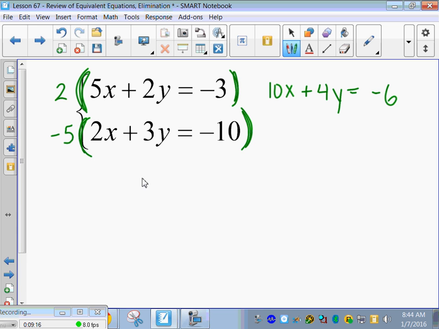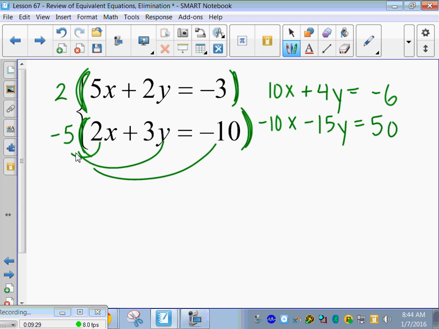Okay, Nico, tell me what you get when you multiply everything in the bottom by negative 5. Be careful with your signs. Very good. So right here, it's a negative times a positive. You don't have to put plus a negative. Just put a minus sign. Okay, that's a negative. And then a negative times a negative is positive. All right, now we can add the equations together.